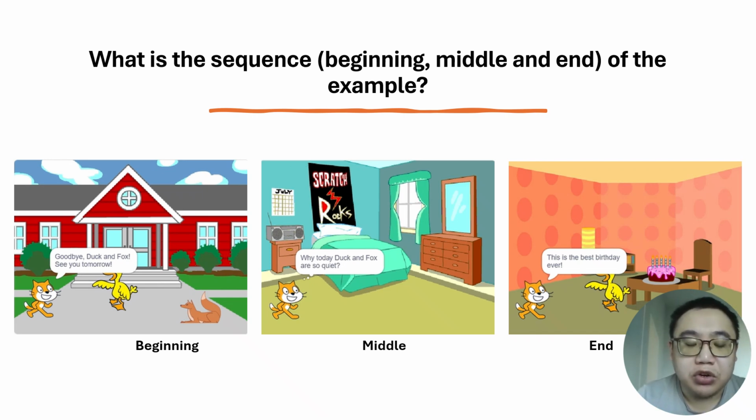And the middle of the story will be Scratch having a think about why the duck and fox are so quiet today. Maybe something has happened. And the end of our story is the duck and fox showing a big surprise of a birthday cake, and Scratch feels very happy, and he says, "This is my best birthday ever." Yeah.